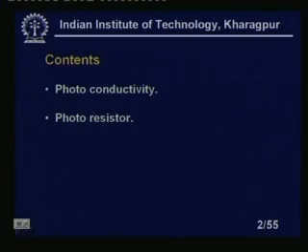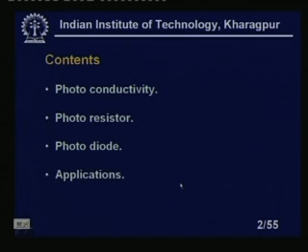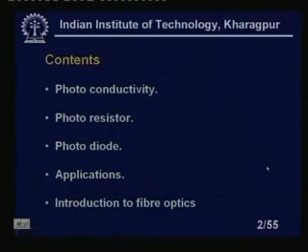Then we have photoresistor, photodiode, and applications. We will look at some typical applications, that means how we can utilize them to make some basic measurements. There are various applications of these photodiodes, but in the context of instrumentation, we will take two examples and see how these photodiodes are utilized to make that type of measurements. Also, we will cover the introduction to fiber optics. We will discuss fiber optics in detail and fiber optic sensors in lesson 29, but the basic principles of fiber optics will be covered in lesson 28.